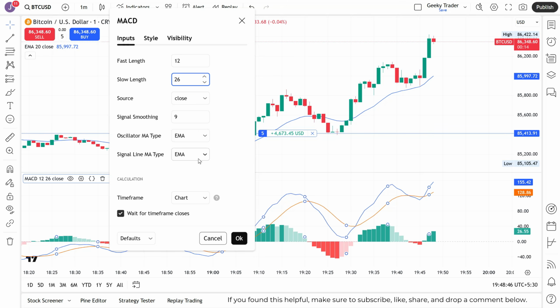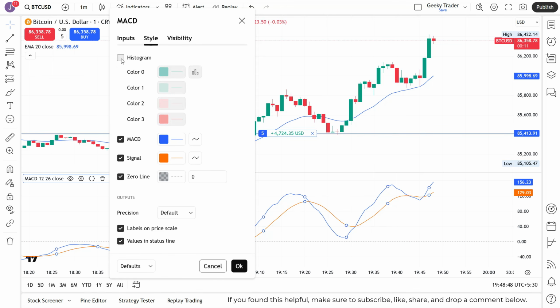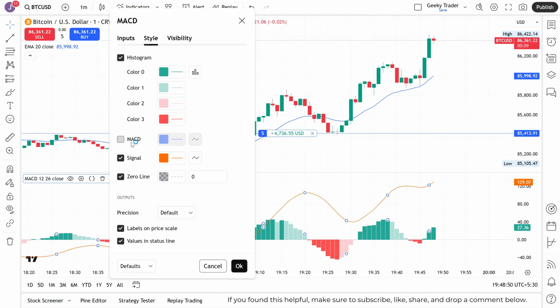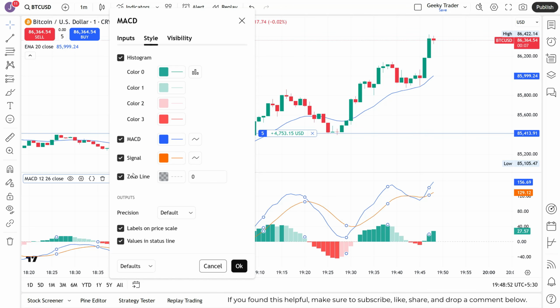Here's what I used. Now, moving on to the style settings, I customized the visuals to make the indicator easier to read. These settings help me easily spot crossovers, trend strength, and momentum shifts at a glance. So now that we've covered the setup, let's dive into how I actually use the MACD indicator to execute this trade.